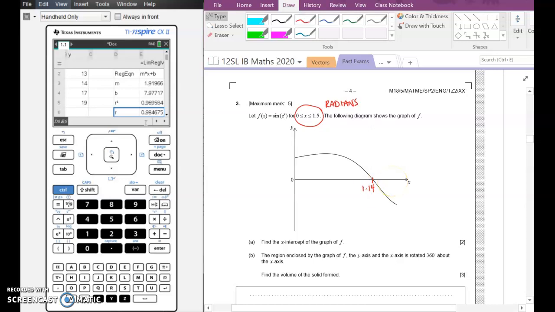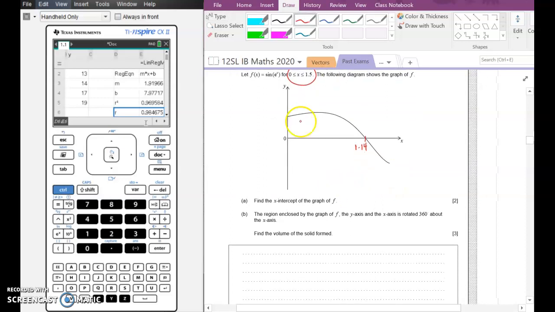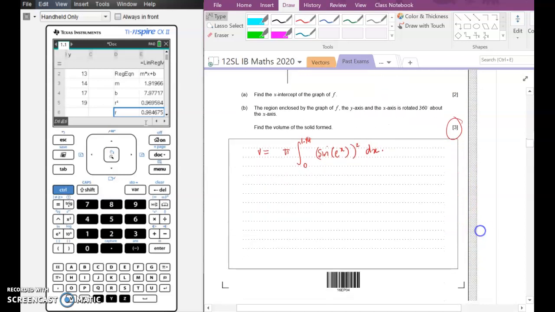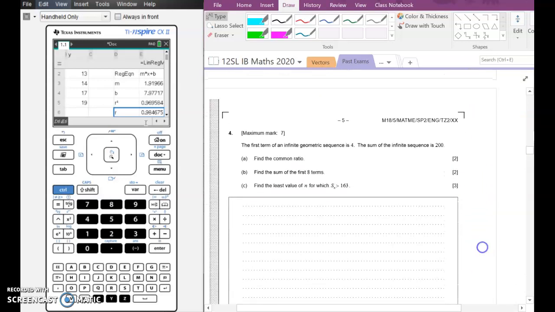And then to get the area enclosed, which is this part, the volume of it revolves around the x-axis, you would have pi times the integral from 0 to 1.14 of the function squared, so sine e to the x, all squared dx, and you use your calculator to analyze this. You don't do it by hand. It's only 3 marks, and it's calculator allowed, so make use of your calculator for that.